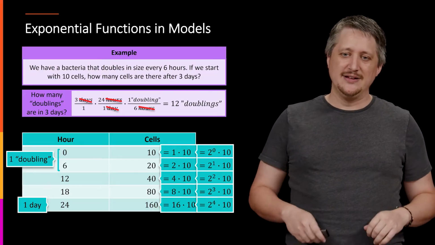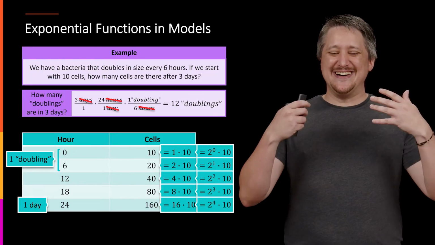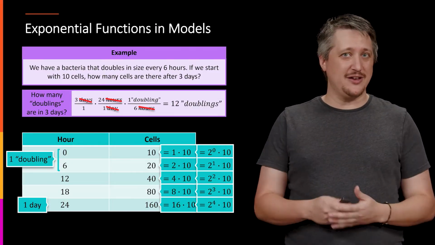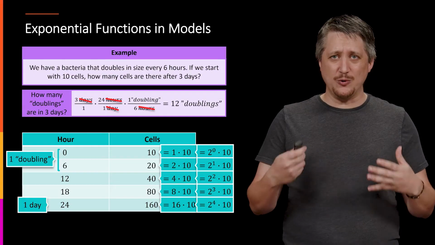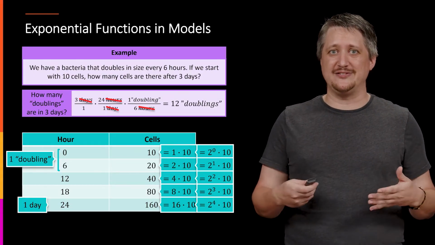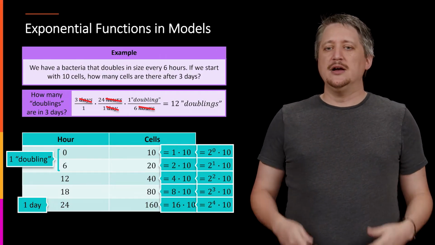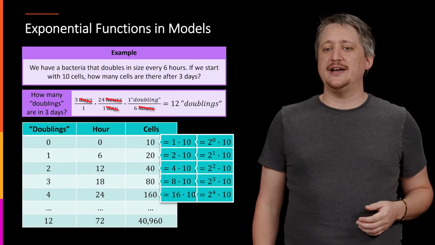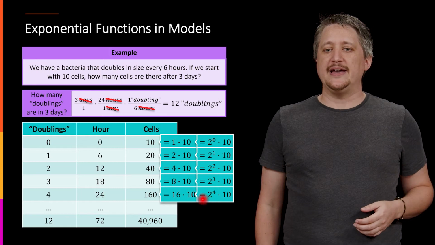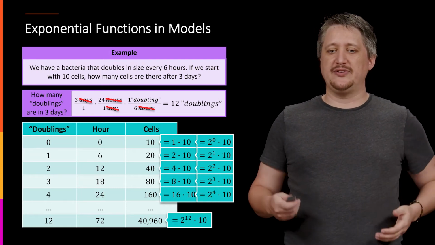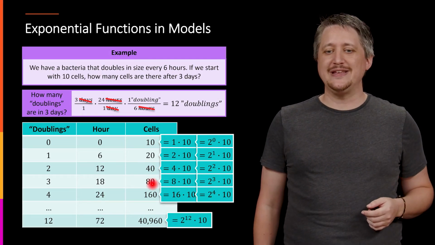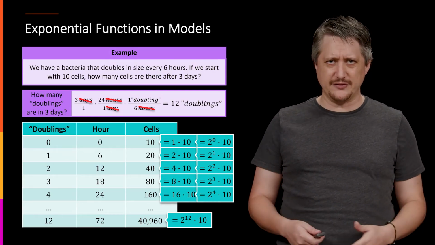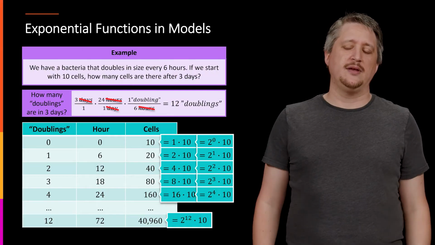We'll get into that later. But regardless of the sort of exponential growth decay type of model, it always works this way. It's always the same sort of process that underlies what we're going to do. So now we have 12 doublings, and what it tells me is that I can put in 12 doublings as my power of 2, and that gets me 2 to the 12th times 10, which is 40,960. And that's after 72 hours, which is 3 days.